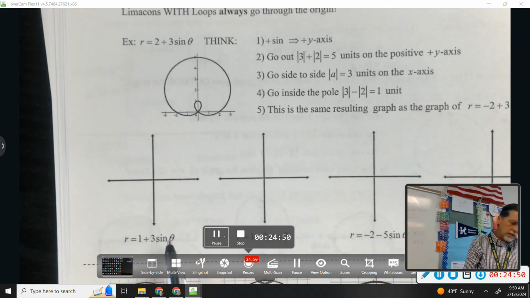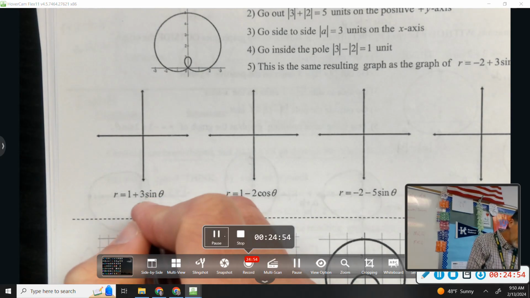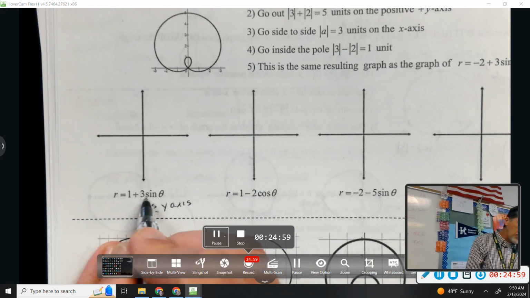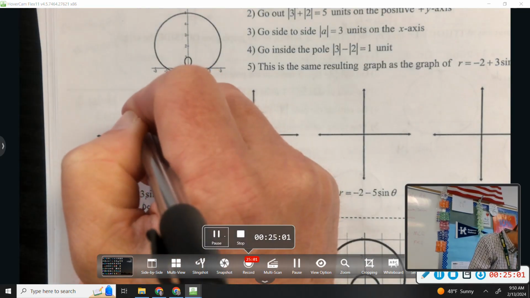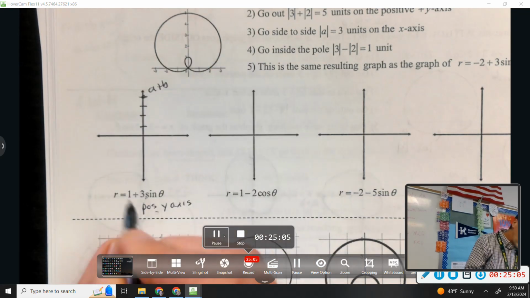Let's jump to this first example. Okay, so positive sine means I'm on the positive y-axis. A plus B is 4. 1, 2, 3, 4. My sides are at 1.